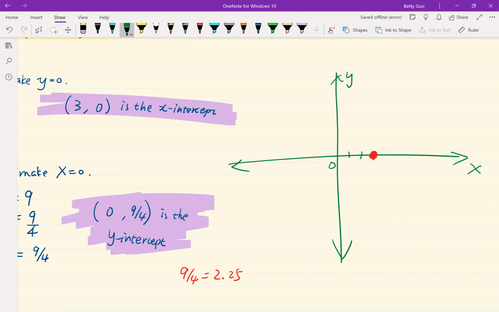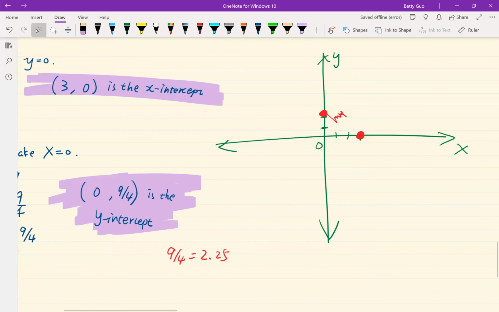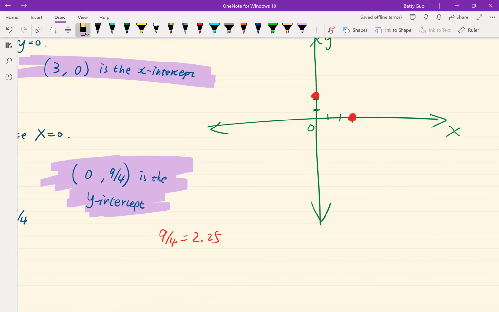0, 9 over 4. So it's above the origin. This is 1, this is 2. So 2.25 is a little bit above. X-intercept, y-intercept. 2 different points on the line. If we connect them, we have the straight line.